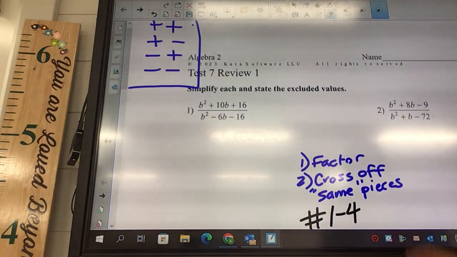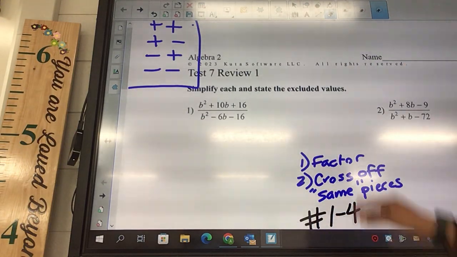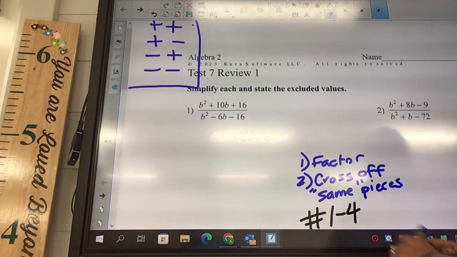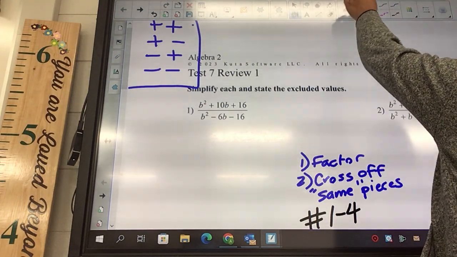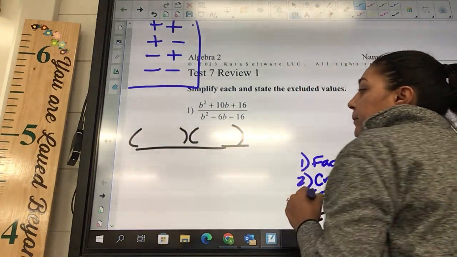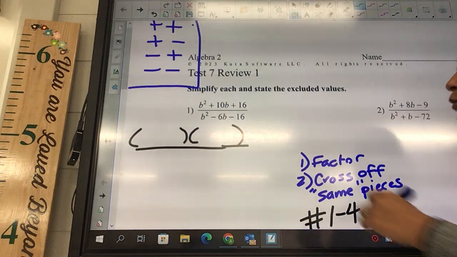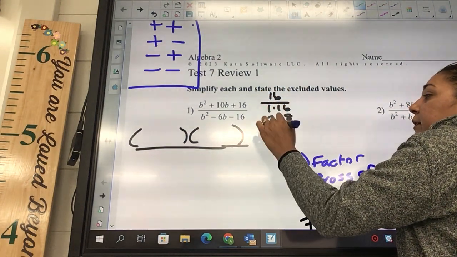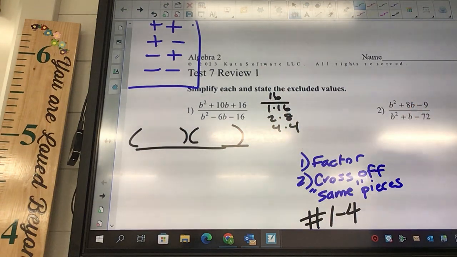Okay, so for numbers 1 through 4, the steps are the same. We look at this, factor them, and then cross off the same pieces. On this top one, we can draw our two sets of parentheses and factor the number 16. That's 1 and 16, 2 and 8, 4 and 4.